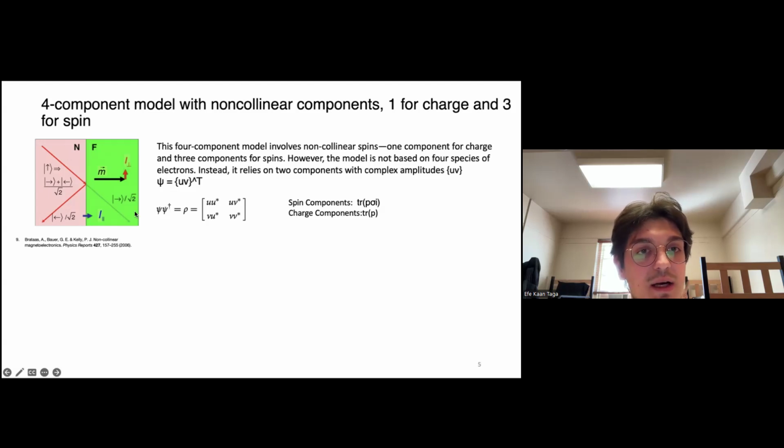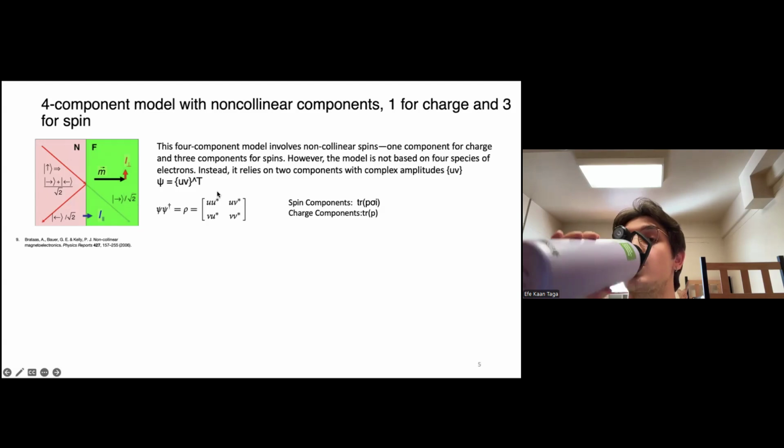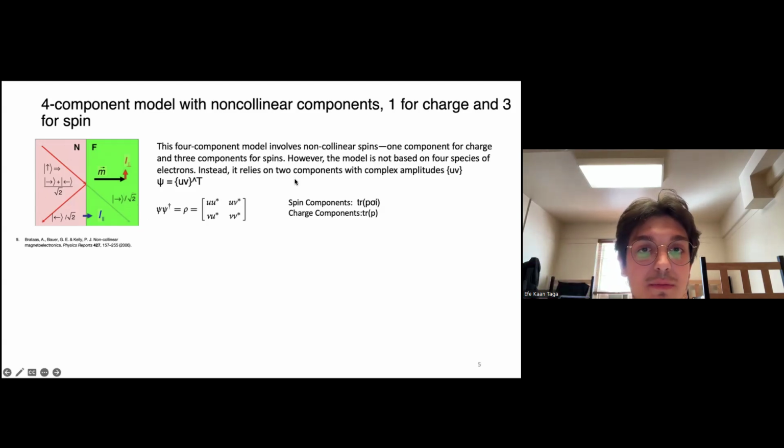In this model we define our wave function as (U, V) transpose, and we define our density matrix as the wave function times the wave function Hermitian conjugate. The spin components are the trace of the Pauli spin matrices times the density matrix. The three Pauli spin matrices are for X, Y, and Z. And the charge component is just the trace of the density matrix. Even such non-intuitive effects are accurately captured by the four-component model, whose components are given by 4 by 1 matrices, and they are related to voltages by 4 by 4 conductance matrices.